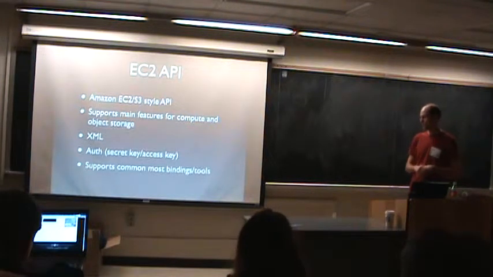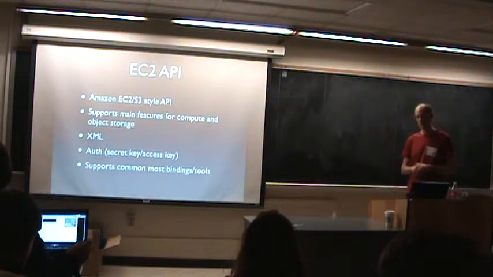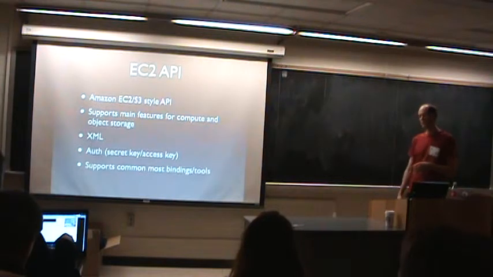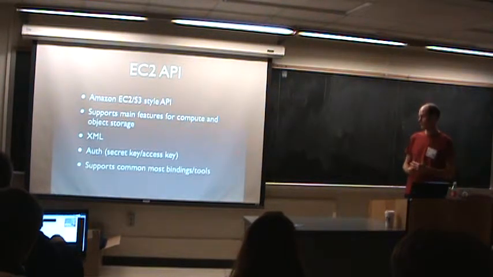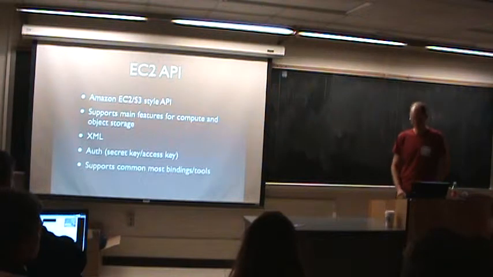Some of the things you can do: you can boot instances, you can upload your AMIs, you can use some of the command line tools, Euca tools, Boto. It's an XML API, and for authentication, there is middleware to allow it to work with Keystone. So you can still use the EC2 API when you're using Keystone. Any questions on the EC2 API? I'm not the expert on the EC2 API because I work for Rackspace, but I know a bit about it.